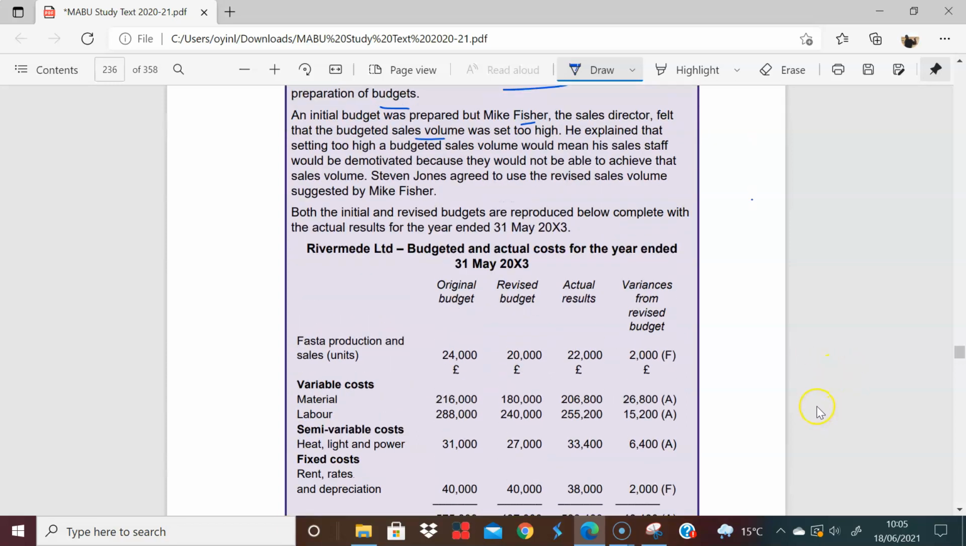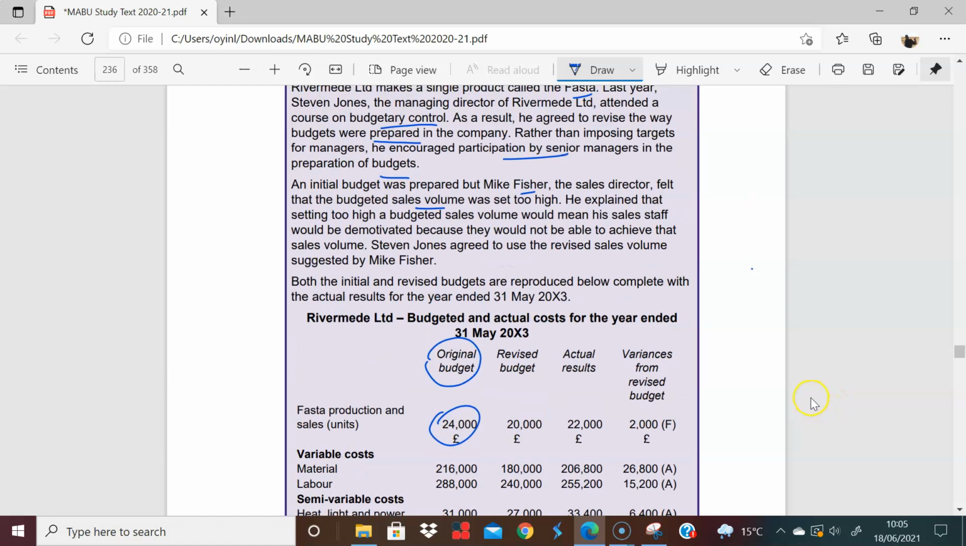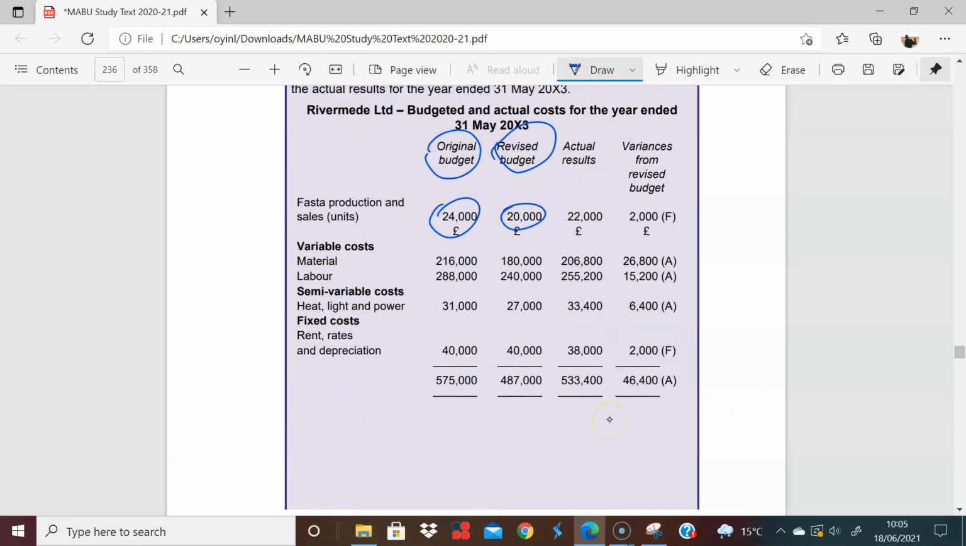So he had prepared this budget here with 24,000 units to sell, but Fisher felt that was too high, so they revised it down to 20,000. Fisher explained that setting a very high budgeted sales volume would mean the staff would be demotivated because they wouldn't be able to achieve that volume, and therefore he agreed to use the revised situation. So what you now have is an original budget and of course a revised budget down.